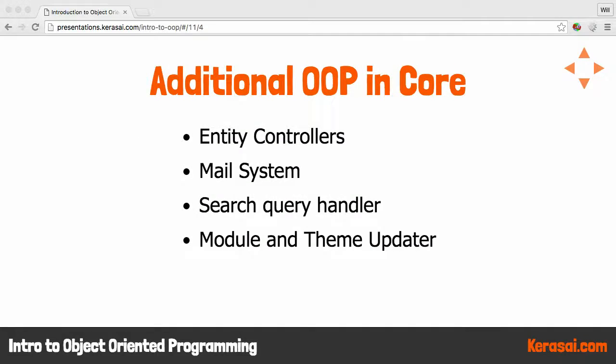Some additional object-oriented programming in core: your entity controllers. Nodes, users, and comments have their own entity controllers, I believe. The Entity API module has a default entity controller that's pretty useful. So if you're going to implement your own custom entities, you'll probably end up using Entity API. It does a lot of convenient things for you. But even then, if you need to customize the way the Entity API's controller handles things, you can create your own class, get it in your .info file so Drupal sees it, and override whatever methods you need to make it behave the way you like it to behave.